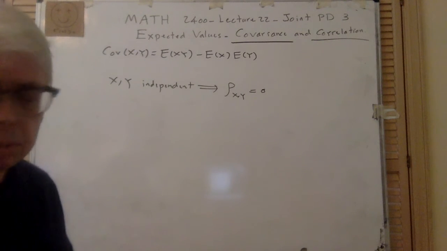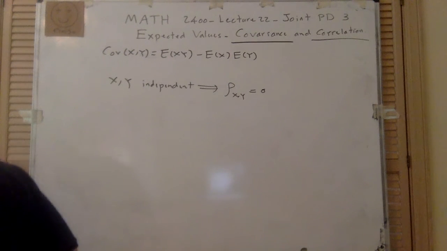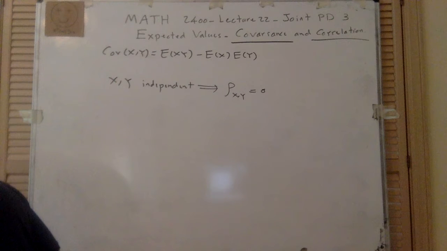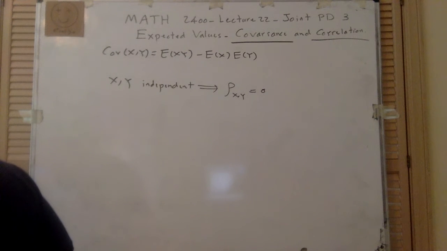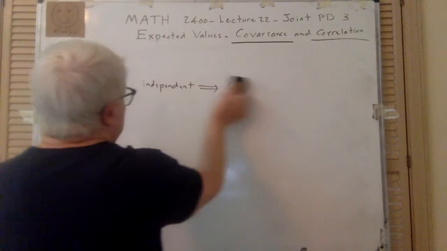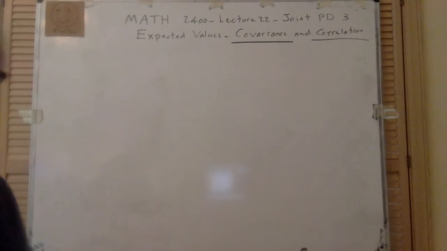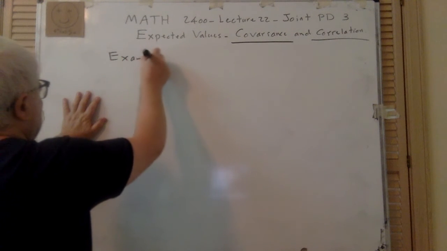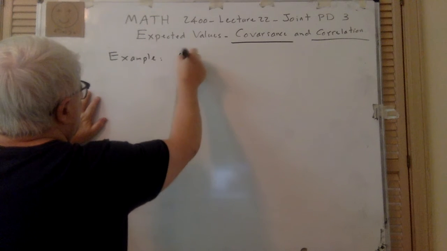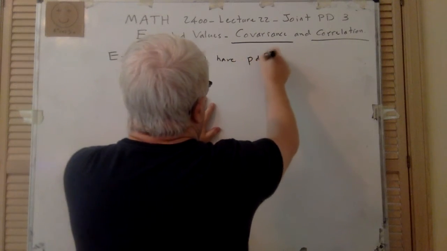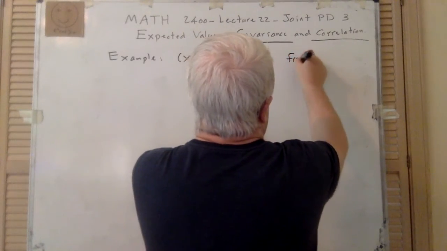What else? Let me check and see what else we have in this section, the correlation and covariance. Oh yeah, so let's say, I remember that 24xy example that we did last time. So let's try this example and find the correlation. So it was x, y, PDF.